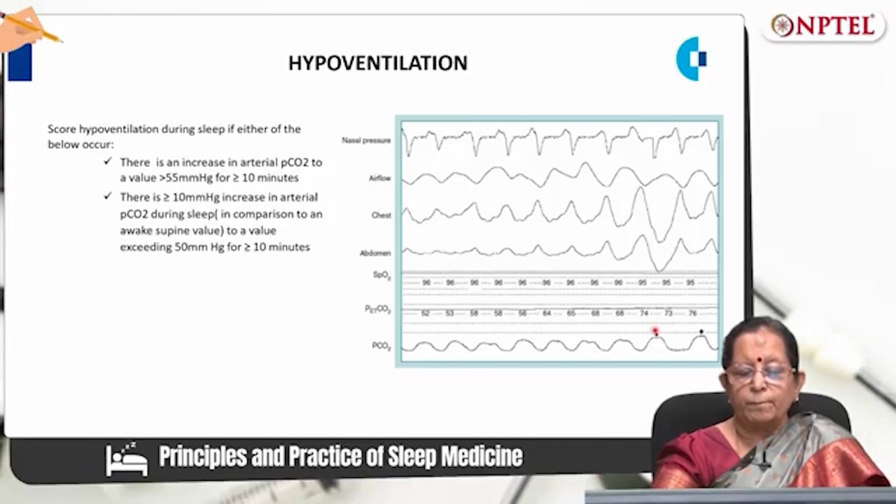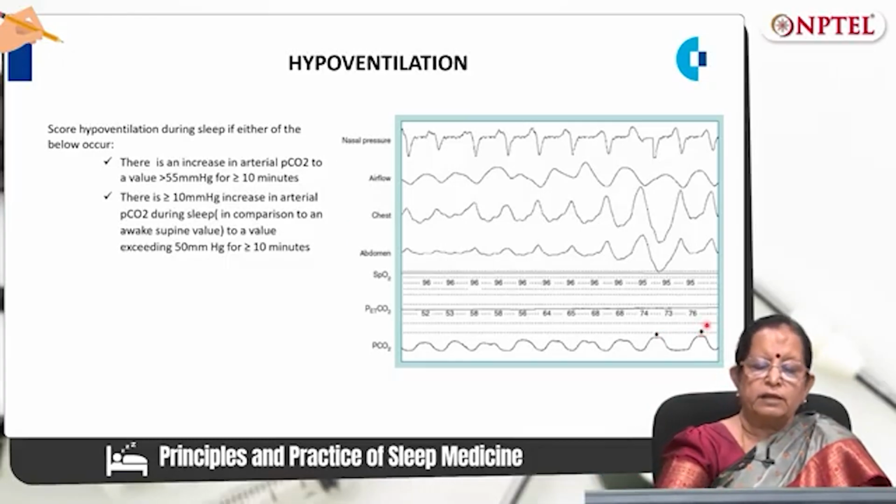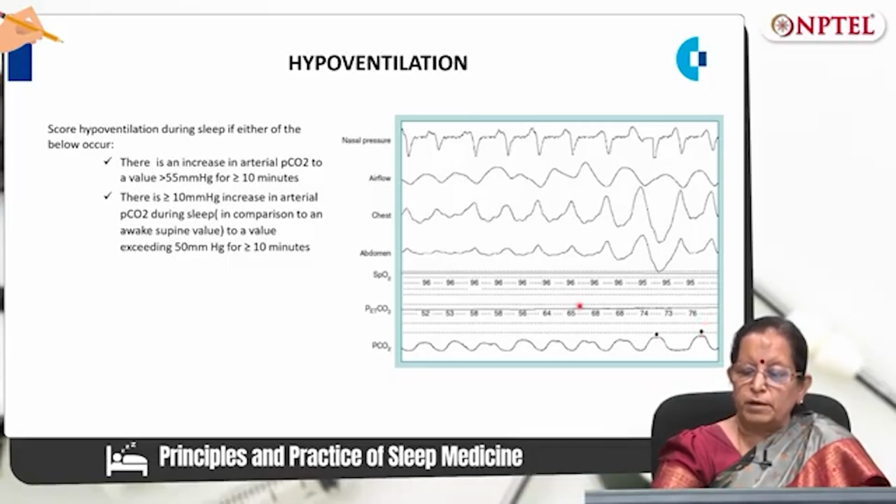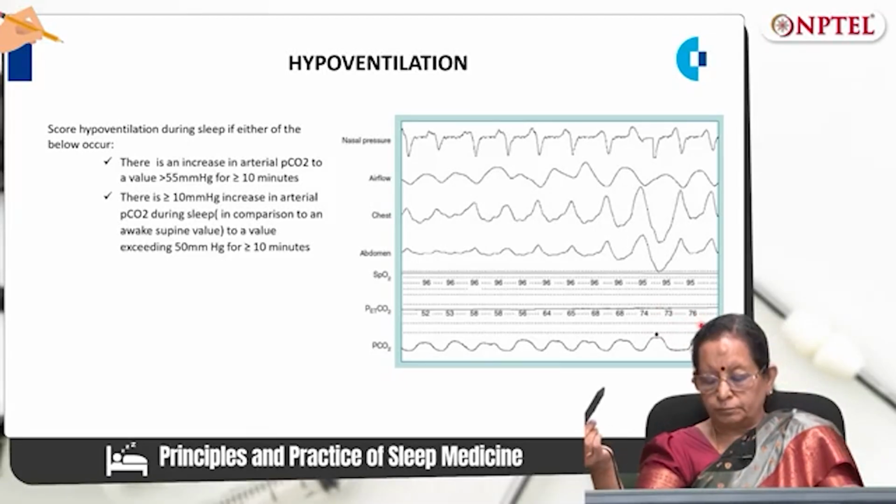See here, this is the end-tidal carbon dioxide measurement, this is the PCO2 measurement. So, here you can see, it has gone up to 74, 73, 76.